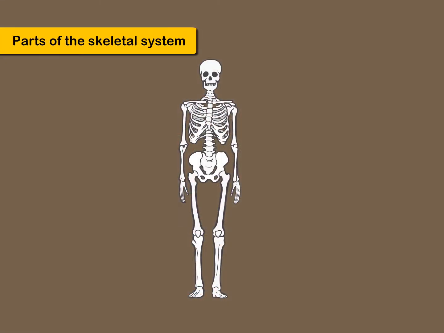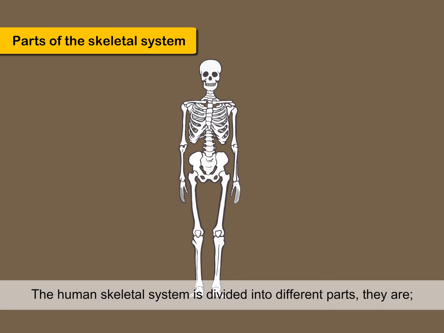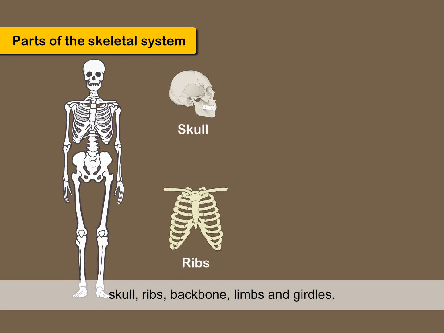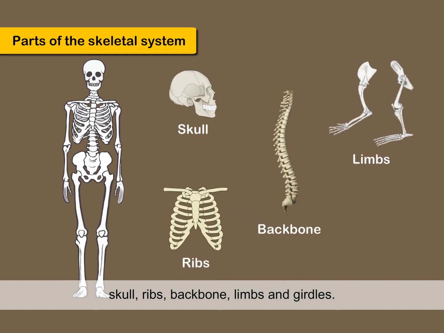Parts of the skeletal system. The human skeletal system is divided into different parts. They are skull, ribs, backbone, limbs, and girdles.